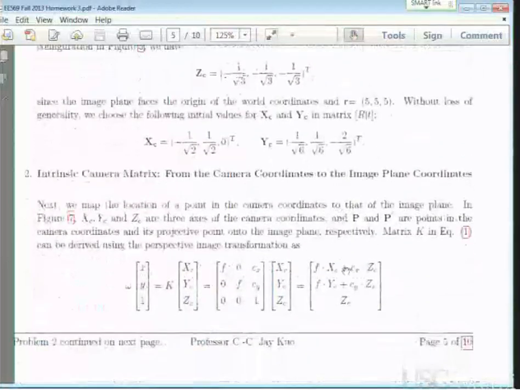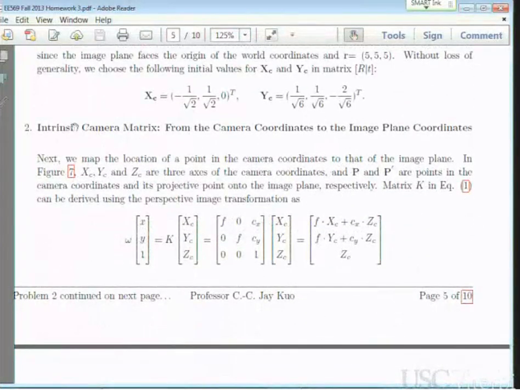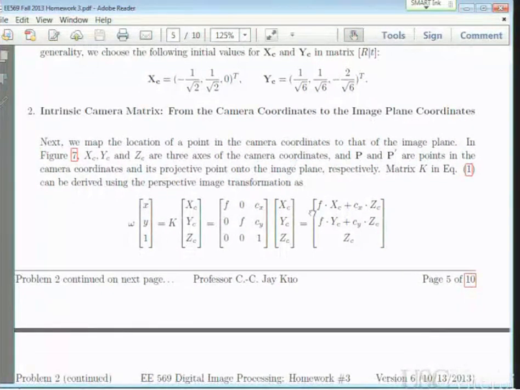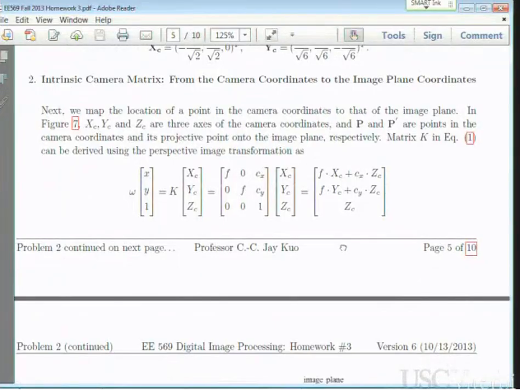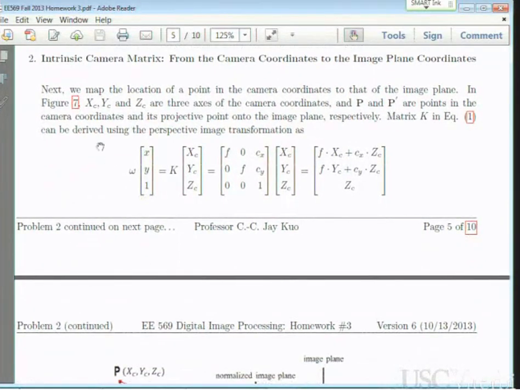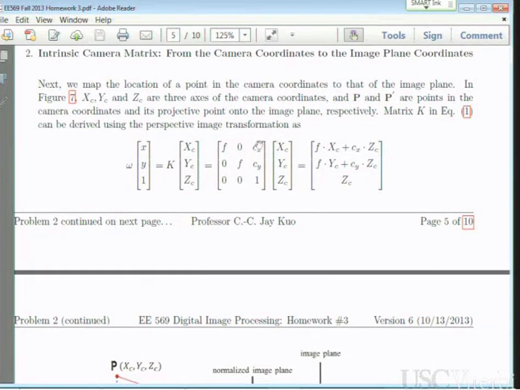Now the second part is called the intrinsic camera matrix. This is from the camera coordinates to the image plane coordinates. So there is something we need to take care of, the perspective projection. It's really perspective projection. So it looks like the following. Here, this geometry is similar to the textbook material. But here we use the following geometry because it's simple to see.